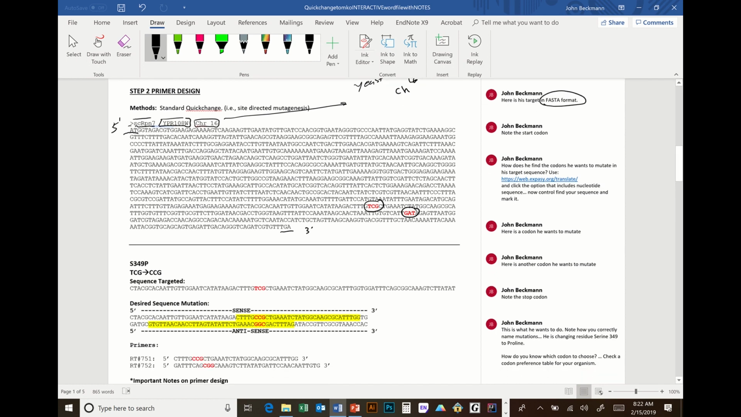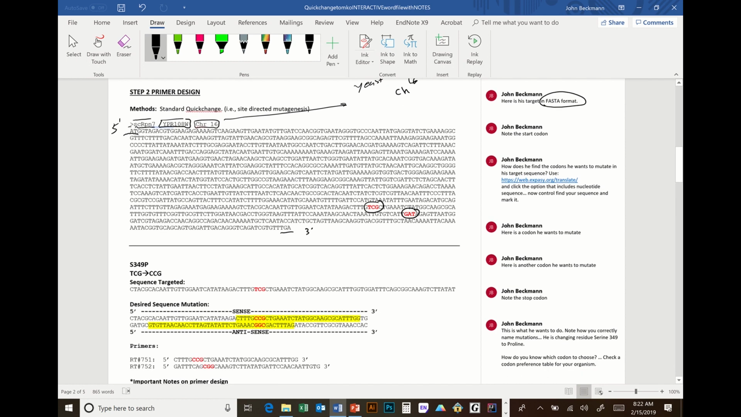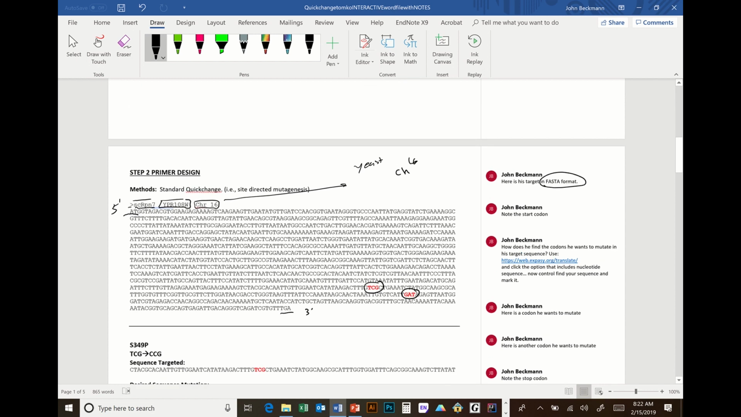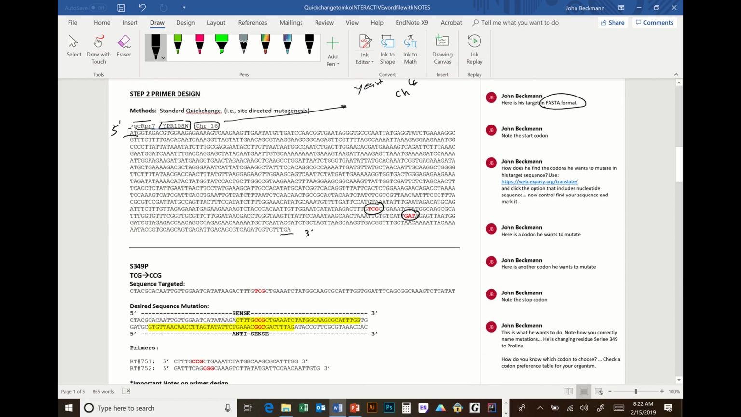to mutate. So here's a question: if you have the thing that you want to mutate, let's see, this is S, so this is the one of these that he's making, S349P. Let's say we know that. How do you find that? How do you find that in this sequence? How do you find the codon for that?